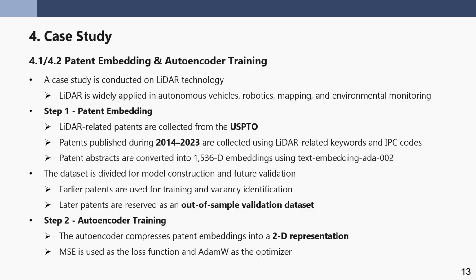The dataset is then divided into two periods. Earlier patents are used for model training and vacancy identification, while later patents are reserved for out-of-sample validation. In step 2, an autoencoder is trained using these patent embeddings. It compresses the high-dimensional vectors into a two-dimensional representation using MSE as the loss function and AdamW as the optimizer. These two-dimensional representations are then used to construct the LiDAR patent map.